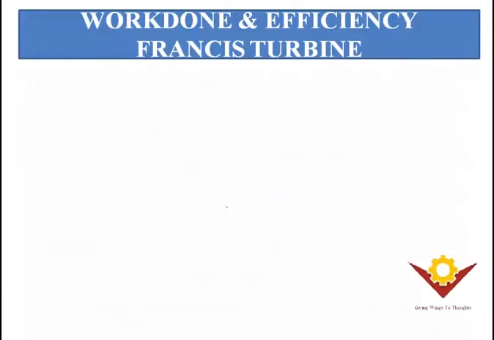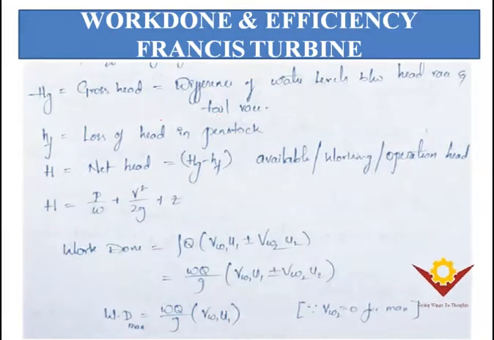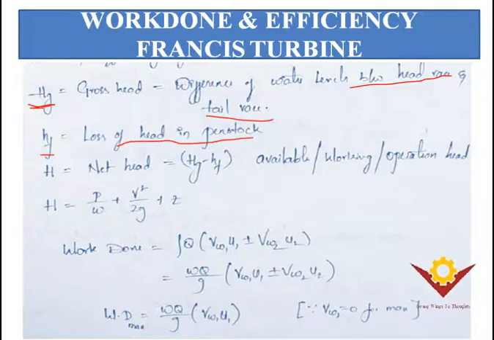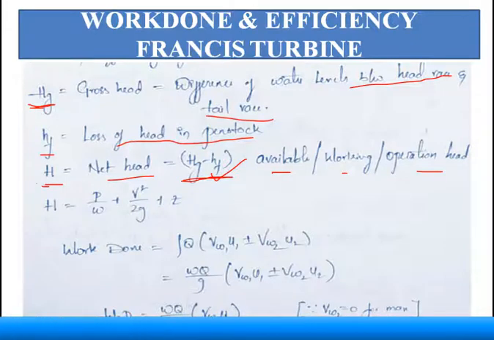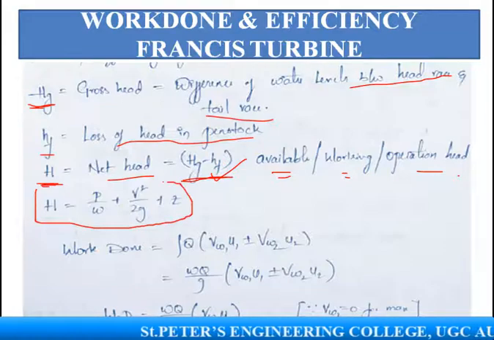Now we'll see some important formulas for this. So this is Hg, which is the gross head, the difference between the level of the head race and the tail race. Hf is the loss of head in the penstock, and capital H is the net head, which is the difference between the gross head and the loss of head in the penstock, which is because of friction. Net head is also called the available working or operating head. And this is the total energy, which we know from Bernoulli's equation.